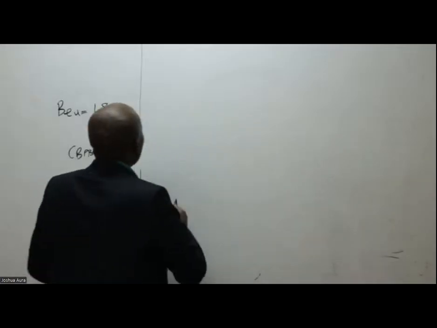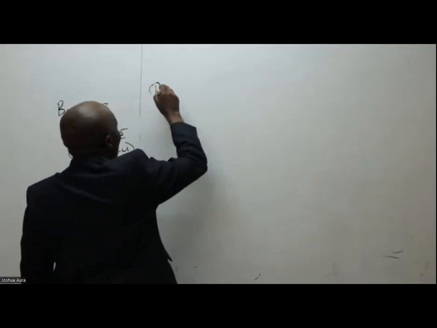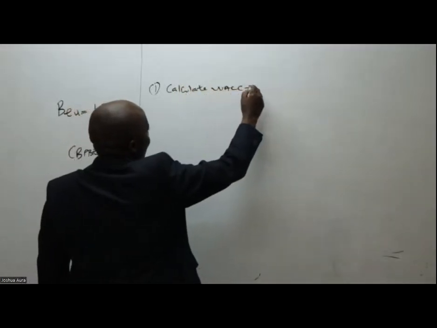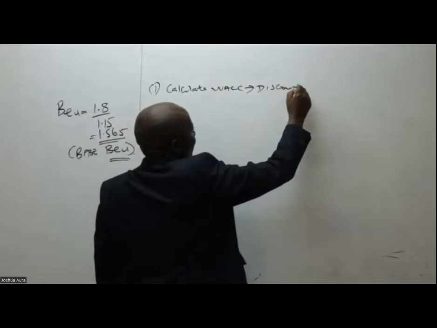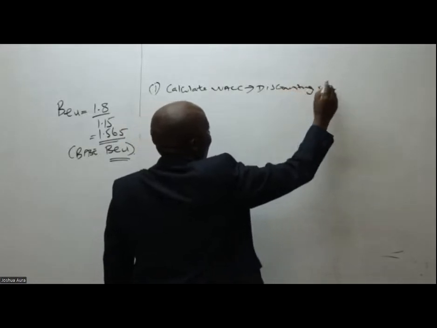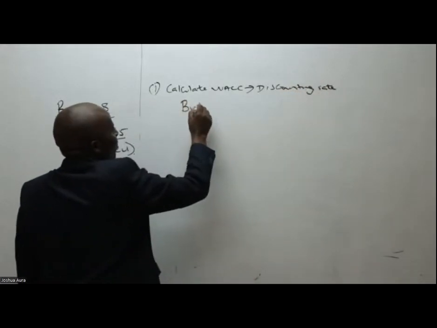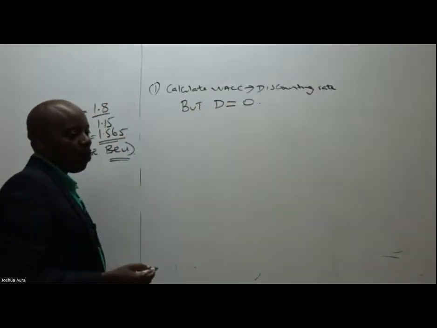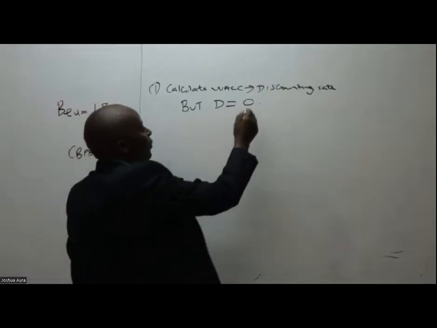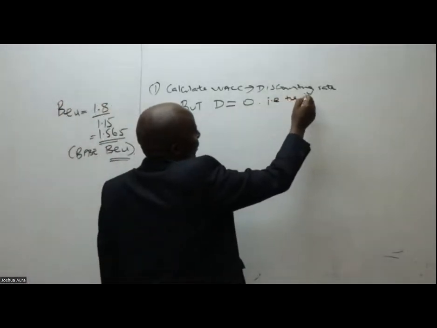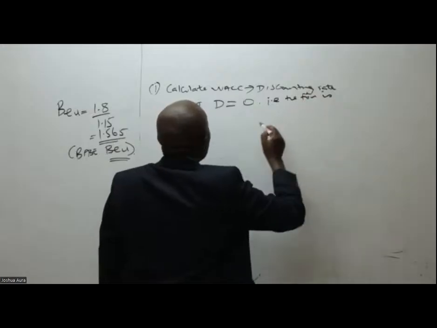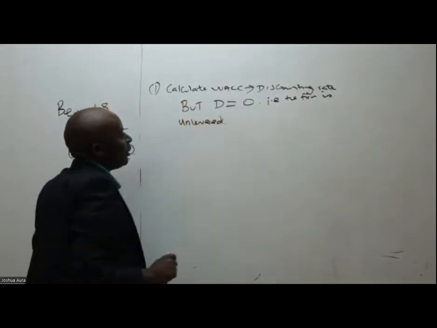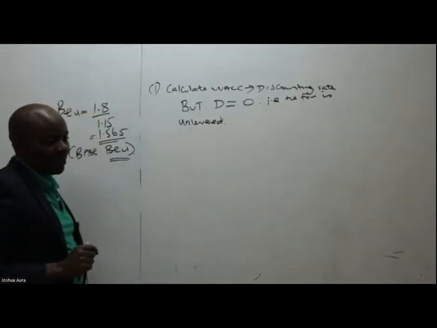So in this case here, go ahead, Roman 1, and calculate WACC. So this is our discounting rate. But remember your debt equals 0, i.e. the firm is unlevered. The firm is unlevered.